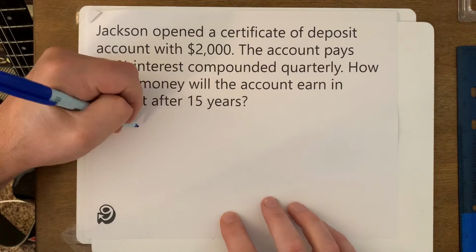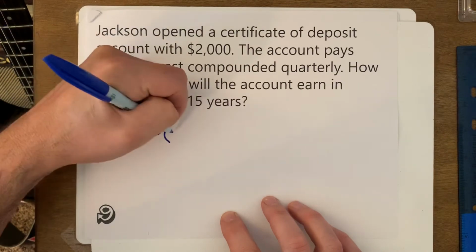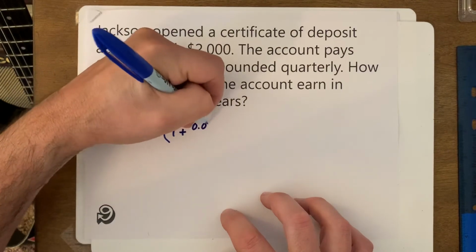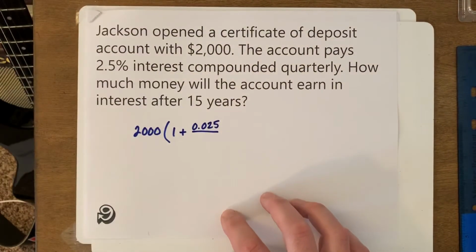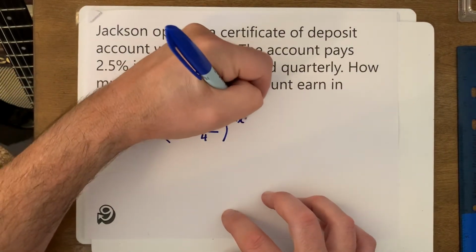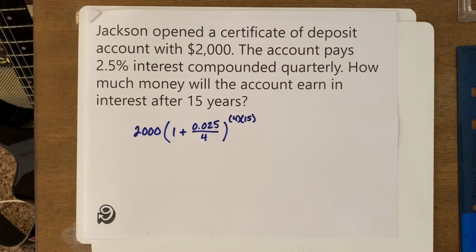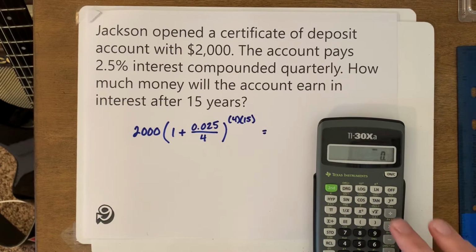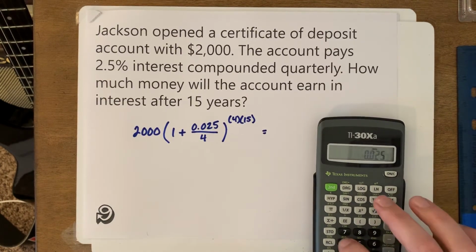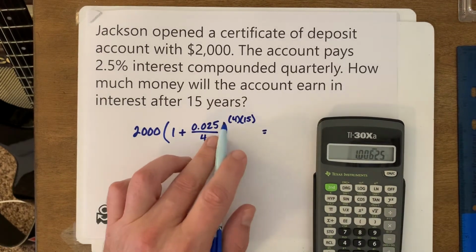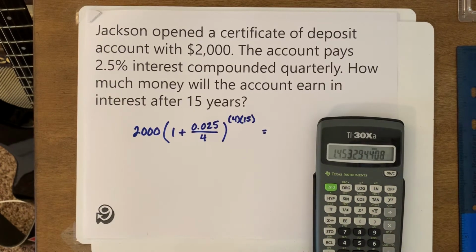So we've got $2,000. Okay, 1 plus, and then we're gonna have 2.5%, 0.025, and we're compounding quarterly, so 4. We're gonna do 15 years, so 4 times 15, and then we're gonna calculate that guy right there. So we're gonna have 0.025 divided by 4 equals, plus 1 equals, we're going to raise that to the 15 times 4 is 60. Okay, there's our decimal, times 2,000.